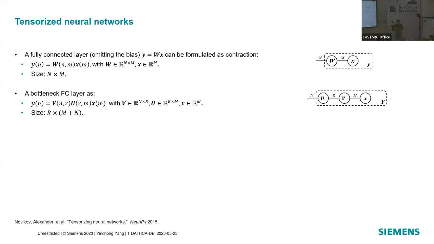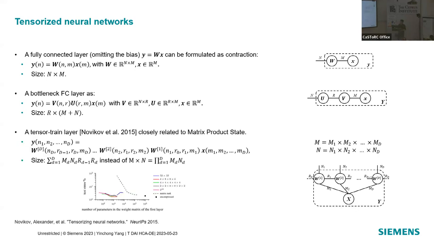But in the year of 2015, Novikov and his colleagues came up with a very brilliant idea how we can improve on such simple architectures. So the idea is the following. If we can formulate the input, namely this X, which is originally a vector, as a high-dimensional tensor, and if we can accept that the outcome of this fully connected layer can also be reshaped as a high-dimensional tensor, then we'll be able to decompose the weight matrix in a very efficient way, which is like this.